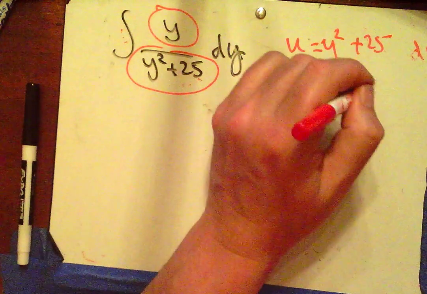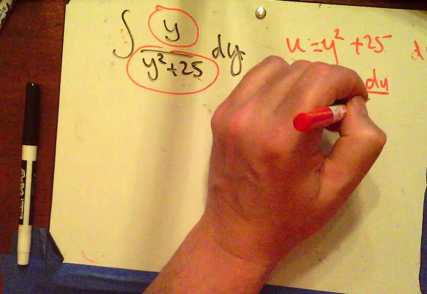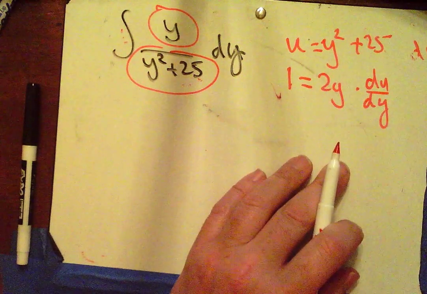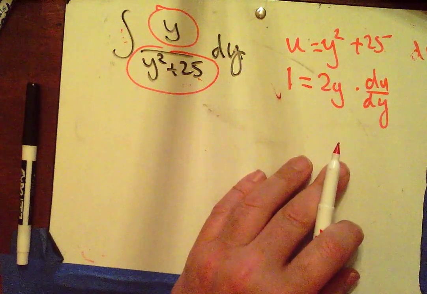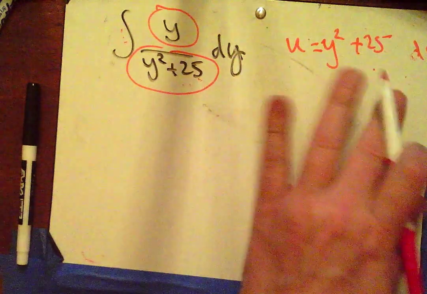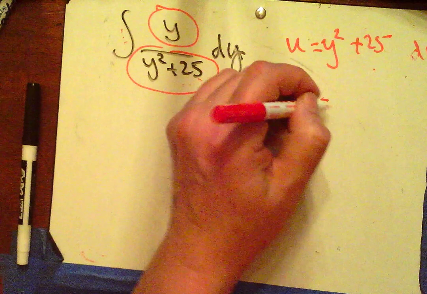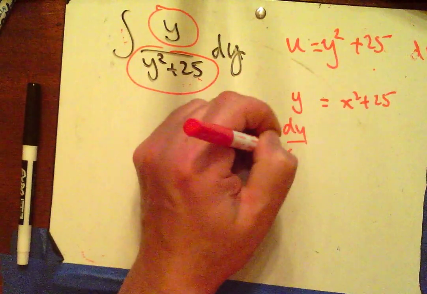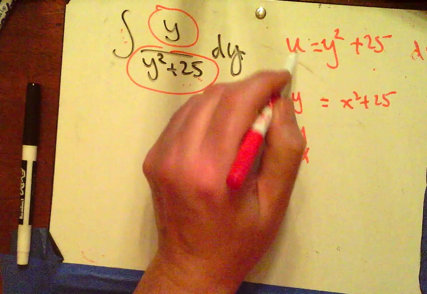Okay, this is du dy. Yeah, that's not reading right to me. Okay. So what if y equals x squared plus 25? Then we took the derivative and we would have dy dx. So that's du dy over there.